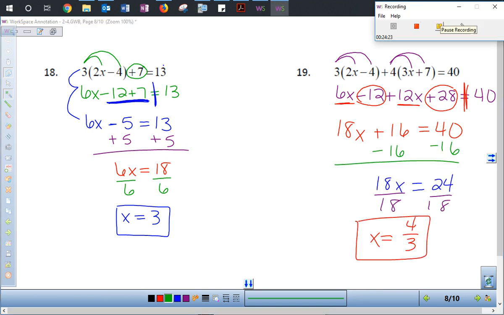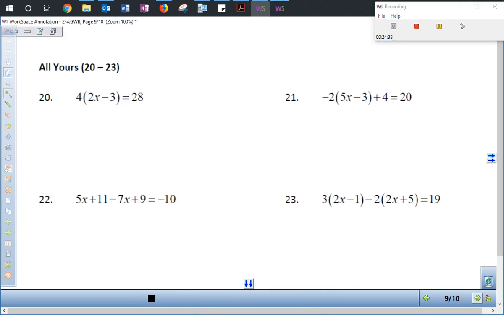All right, so when solving this, I hope you noticed you got an improper fraction that needed to be simplified, and we got 4/3. Now when you substituted it back into your equation, you need to substitute it back into the original one, and you should have gotten that it equaled 40. Numbers 20 through 23 are all on your own, so I'd like you to pause the video and do those completely on your own.